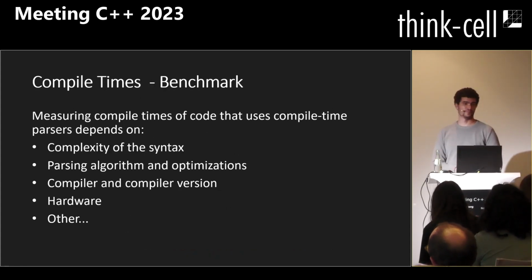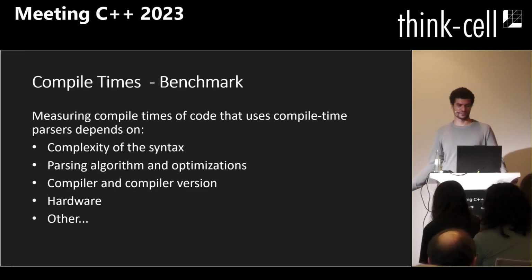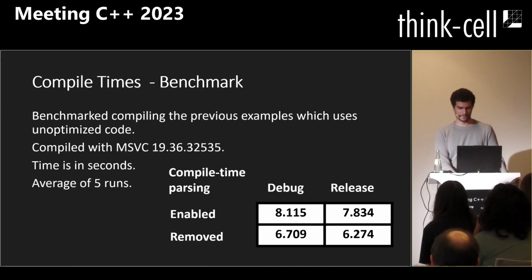So how bad are the compile times? I'm guessing this is something you are all wondering. We will soon see some benchmark results, but keep in mind that they can drastically change depending on things like the complexity of the syntax that you are trying to parse, the parsing algorithm used, and how well it is optimized. It can change between compilers and compiler versions, and it will also depend on hardware and other things. So to get accurate results, you should run a benchmark for your own use case.